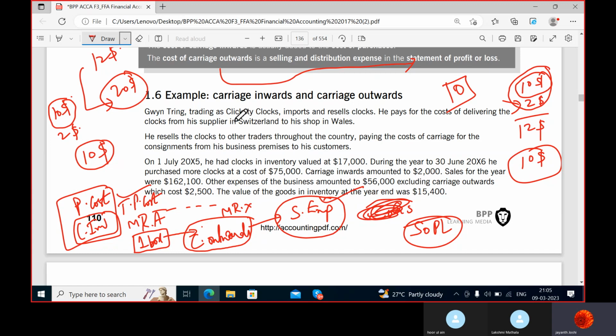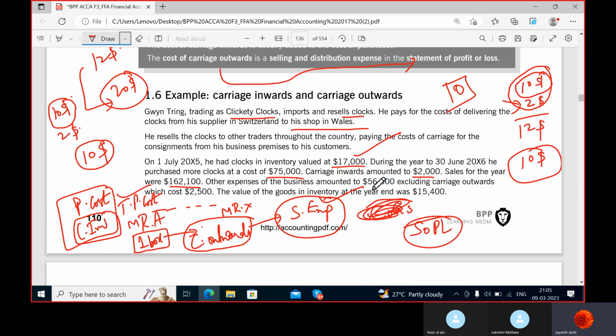Gwyn, trading as Clickety Clocks, imports and resells clocks. He pays for the cost of delivering the clocks from his supplier in Switzerland to his shop in Wales. So he is incurring some cost, and I can say it is carriage inwards. Every piece of information is given very clearly. On 1st July, he had clocks in inventory valued at $17,000. That is the opening inventory, point number one. The purchases are given, the carriage inwards is given, and sales is given.